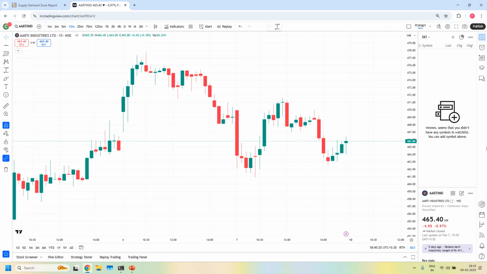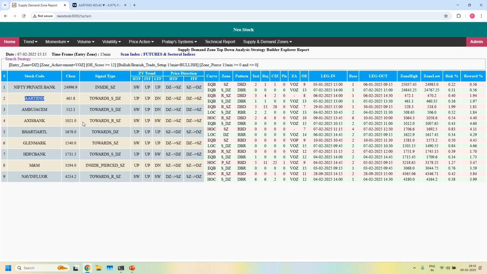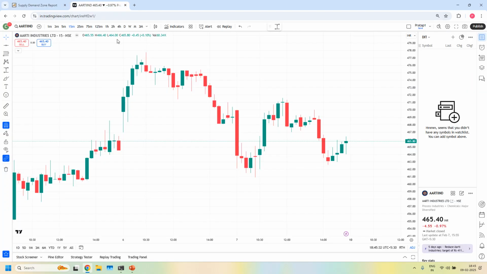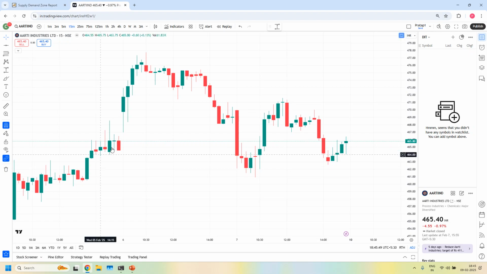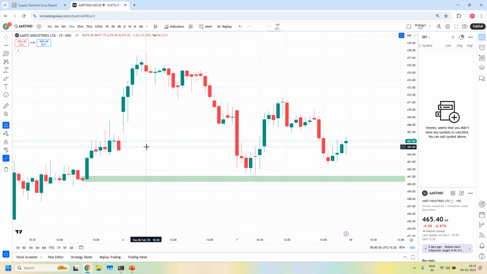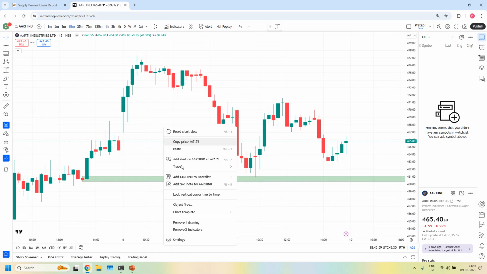Now we are at RT Industries 15 minutes time frame. When is the leg in in RT Industries? 5th February, 13 hours. This is the one, 5th February, 13 hours. We have drop base rally. Is it drop base rally? Yes. Drop base rally, high liquidity zone. So let me draw the zone. Okay, let me add this into the checklist.